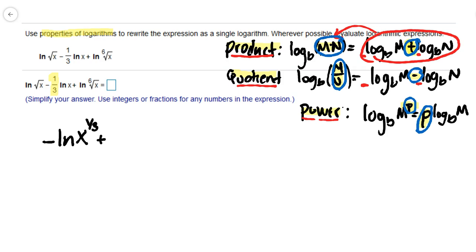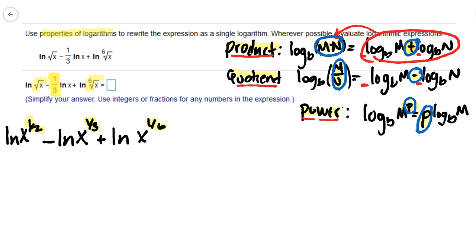On the other two expressions, natural log square root x, I want to rewrite the square root as the 1/2 power, and I want to rewrite the 6th root as the 1/6 power. That makes all of the expressions in exponential form. So I've taken care of the power rule with the power out front. The power rule moved that 1/3 to the power, and I've also changed the square root to 1/2, the 6th root to 1/6.